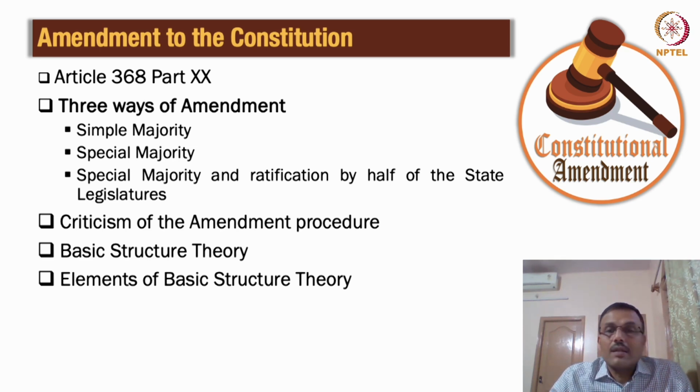Now we know that there is a very interesting juristic saying that the Constitution must reflect the aspirations of every generation. So our forefathers who gave us this Constitution had a particular type of thought. They had a process. They had their own ideals.